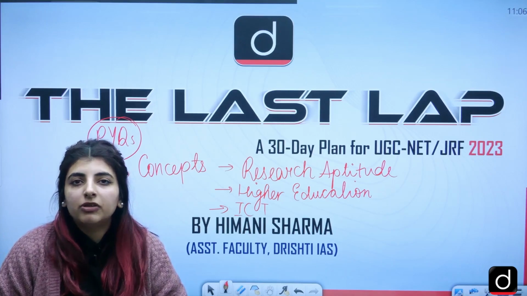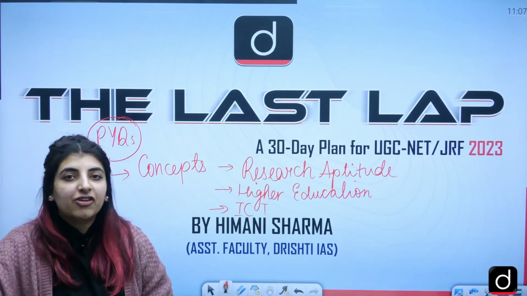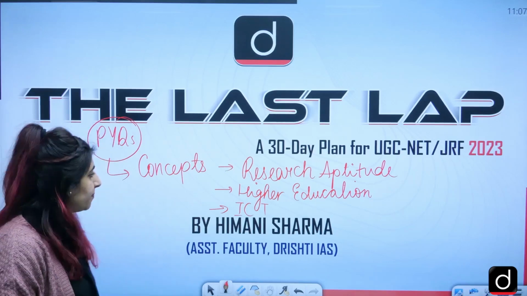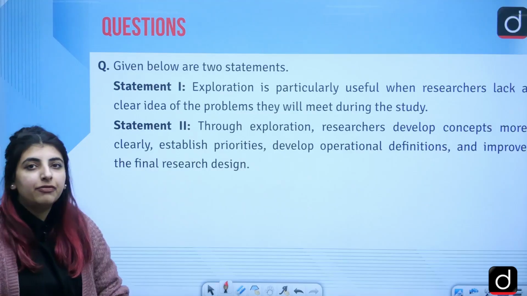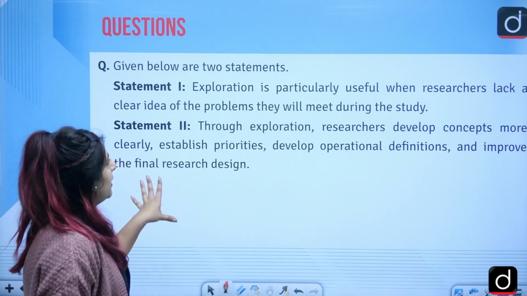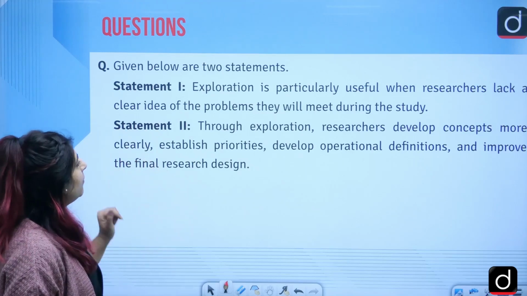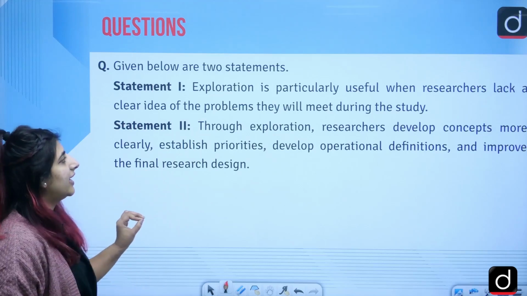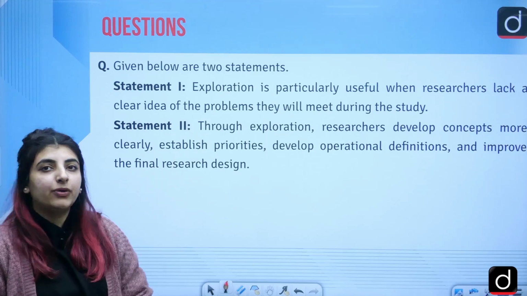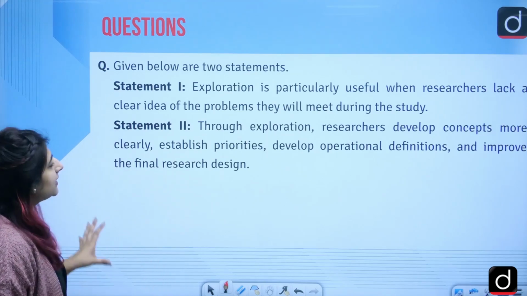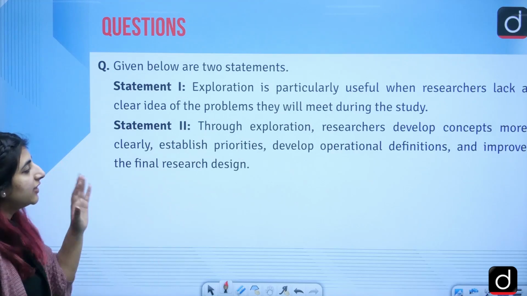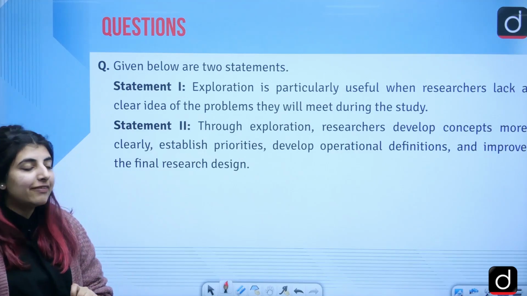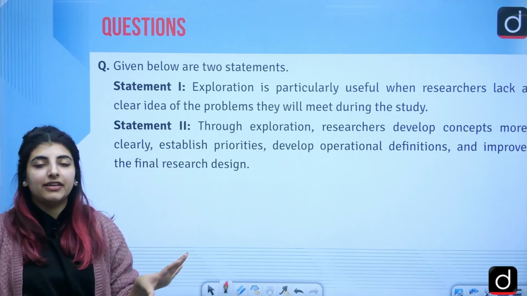We will be talking about certain important concepts related to National Education Policy 2020, from which at least 1 or 2 questions are asked every year. So the first question that I have for you in today's video is statement 1 and statement 2 based. Statement 1 says, exploration is particularly useful when researchers lack a clear idea of the problems they will meet during the study. The second statement says, through exploration, researchers develop concepts more clearly, establish priorities, develop operational definitions, and improve the final research design.